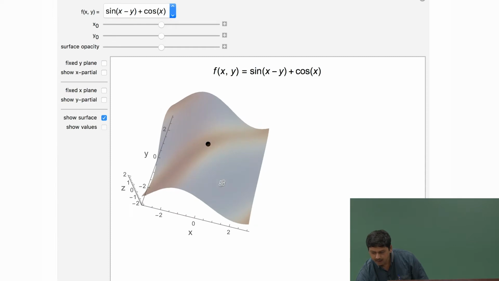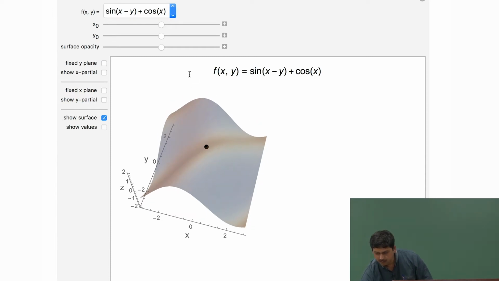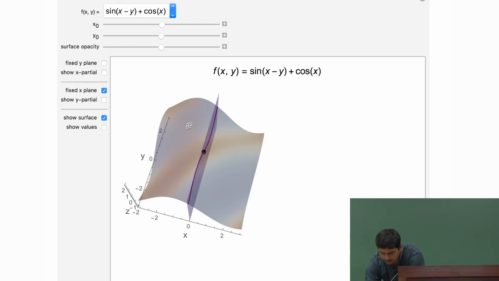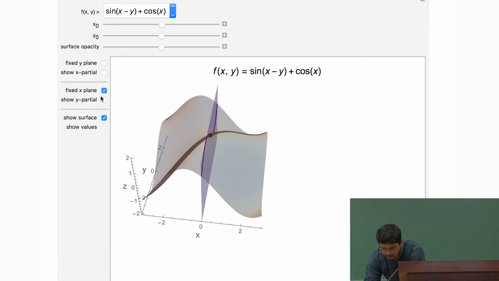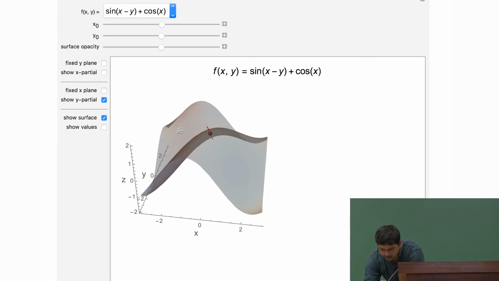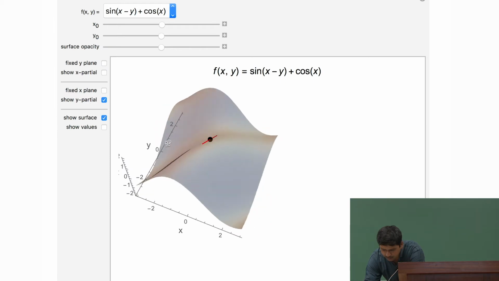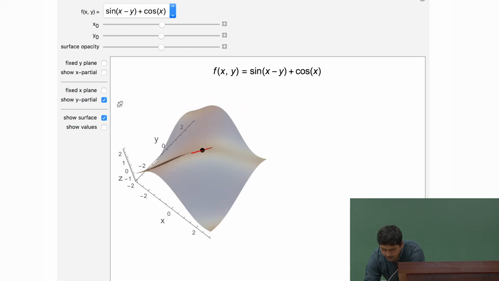Okay. And this is one particular point here, some x0, y0. We can vary the point also along x0. See, along x0 it has some minima, along y0 it has some minima. So, let us take that point here, and then we can show how the derivative looks like. This is one plane which is fixed along x, this is a plane fixed along y, and now you see that this is the partial derivative along y. Can you observe that? And I can show you the partial derivative along x at that point.